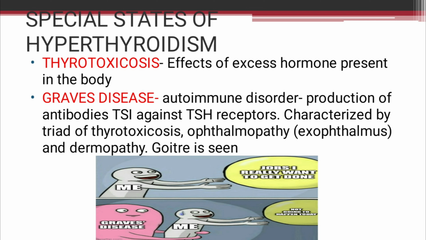Next is about Graves' disease, which is named after a physician, Robert Graves. Graves' disease is the most common cause of hyperthyroidism, and it is an autoimmune disorder which is characterized by the production of autoantibodies TSI, that is thyroid stimulating immunoglobulin, against TSH receptors, and it is characterized by triad of thyrotoxicosis, ophthalmopathy, that is exophthalmus, and dermopathy. Graves' disease is also known as exophthalmic goiter. So, exophthalmus, that is protrusion of eyeballs, and goiter both are seen in Graves' disease.